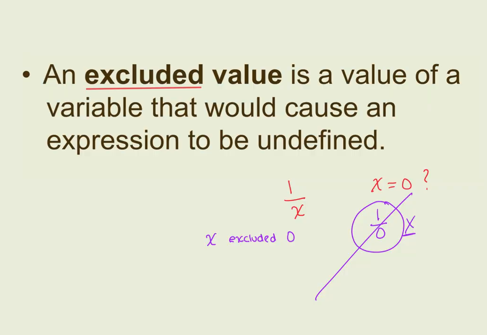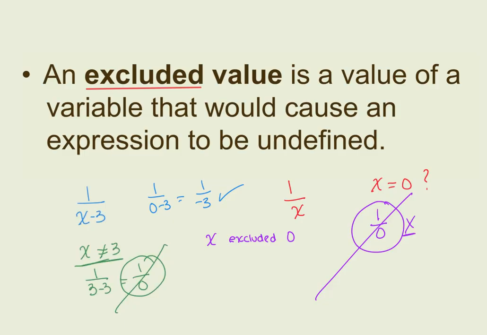Now, it's not always 0. For example, I could have 1 over x minus 3. Well, 0 is not a problem because then I would have 1 over 0 minus 3, which is just 1 over negative 3, and that's good. No problem there. But my excluded value here is something different. x here cannot equal 3. Why can't it equal 3? Well, 1 over 3 minus 3 gives me 1 over 0. We cannot have that. So for this problem, 3 would be my excluded value. And that's what they mean by excluded value.